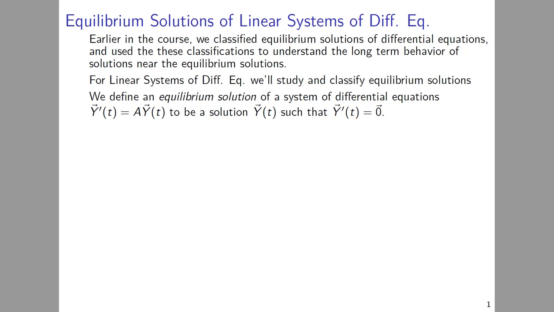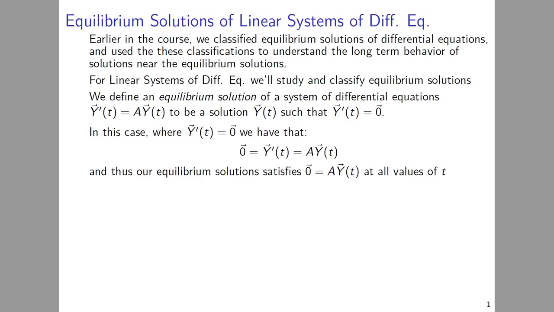We define an equilibrium solution of a system of differential equations y prime of t equals A times y of t to be a solution y of t such that y prime of t is the zero vector. In this case, where y prime of t is the zero vector, we have that 0 equals y prime of t equals A times y of t. And thus our equilibrium solutions satisfy the equation 0 equals A times y of t at all values of t.